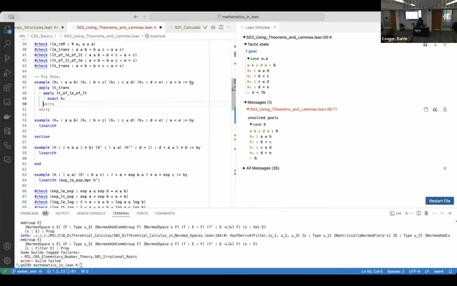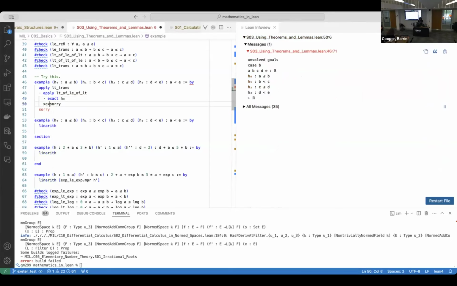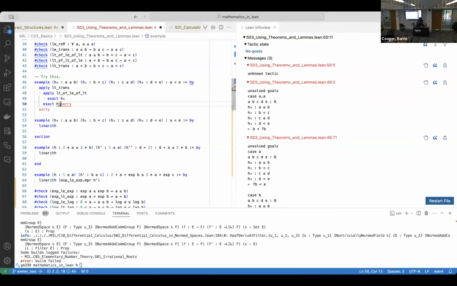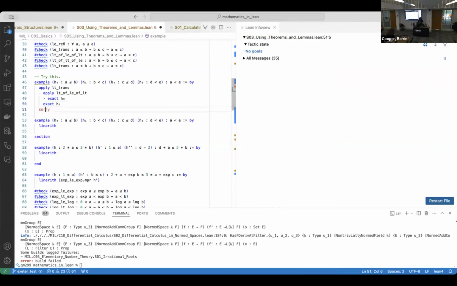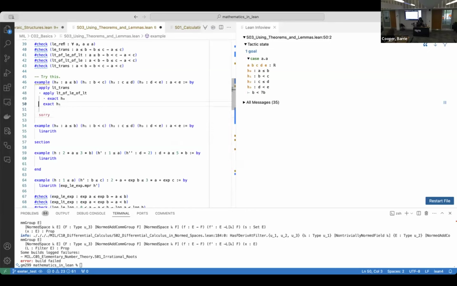Okay, so now we want to prove B is less than something, and which result do we use? H1, so it's exact H1. And now we've got to prove C is less than E. So what should we do now? Looks like the same thing, with H2 and H3.